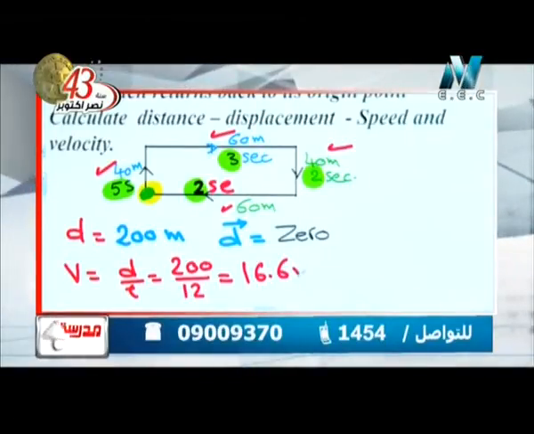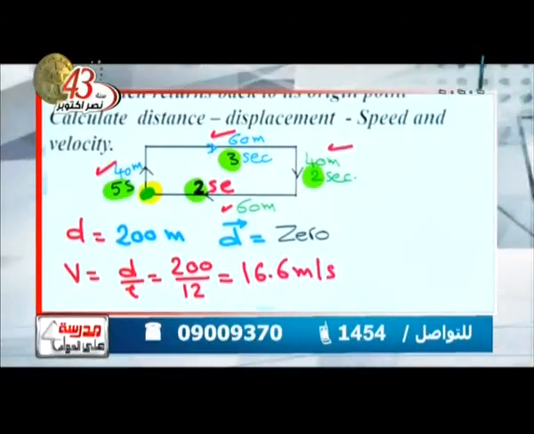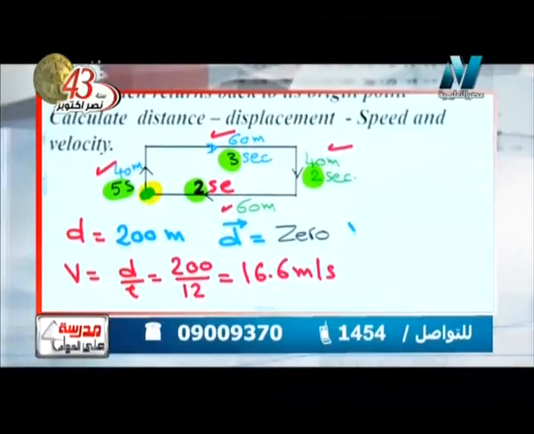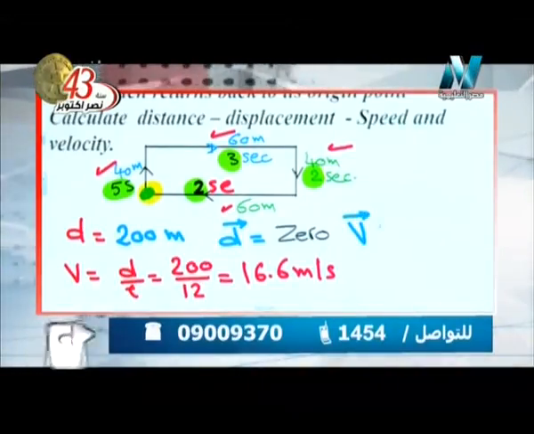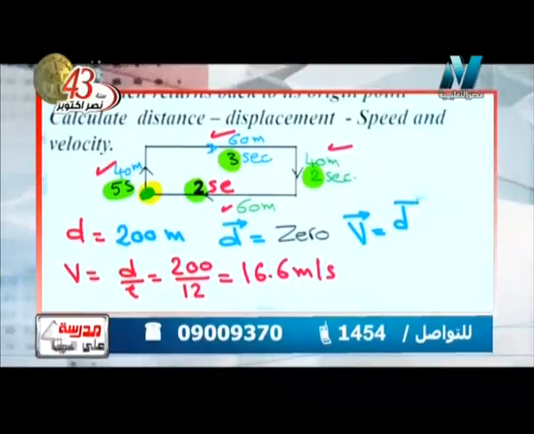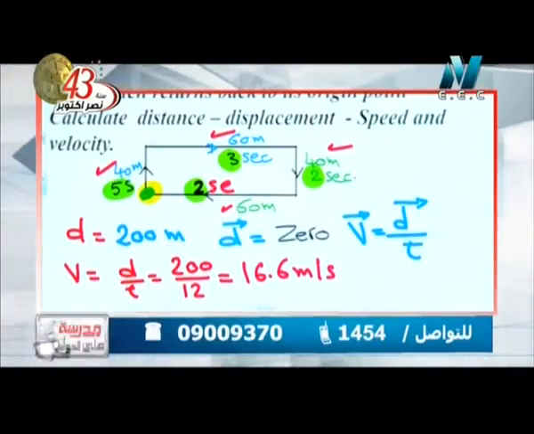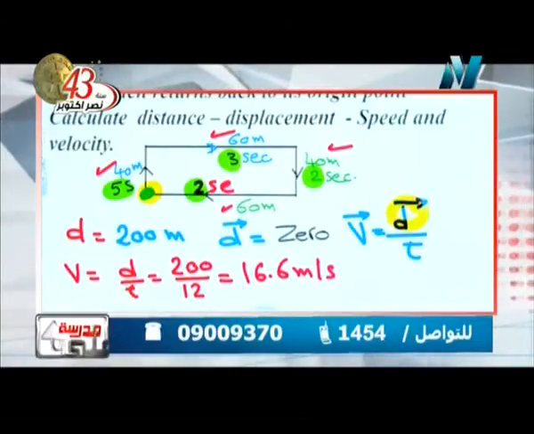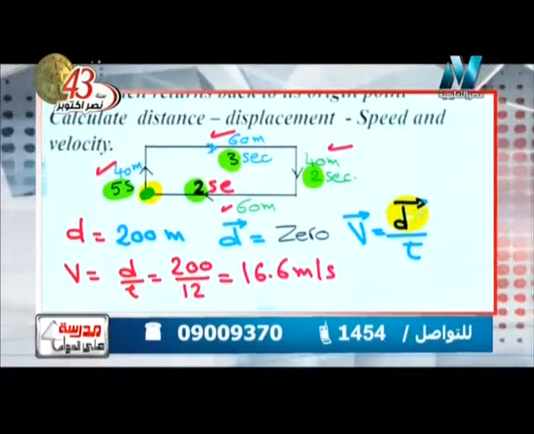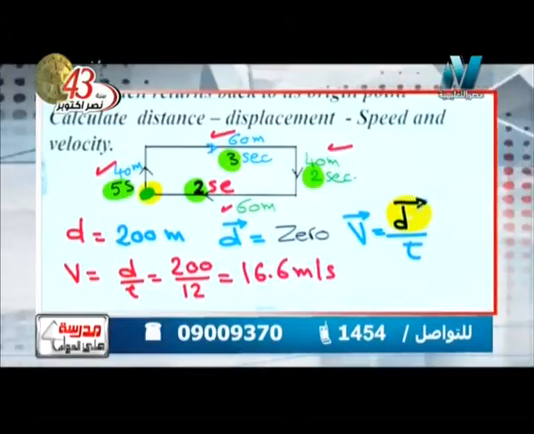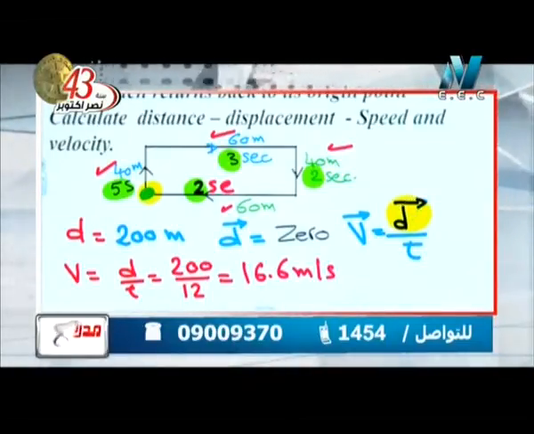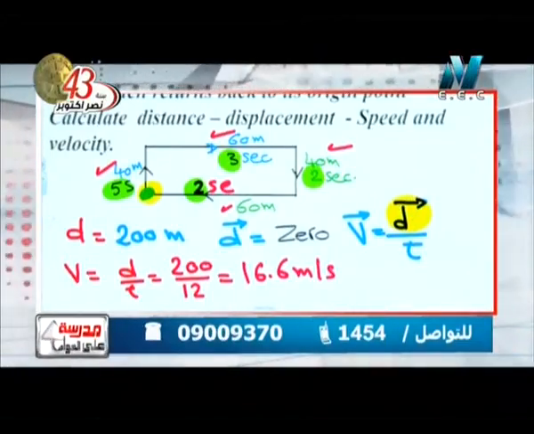16.6 meters per second. But if I want to calculate velocity, v arrow, equals displacement over time. Here velocity equals how many? It will say 0. Why? Because displacement equals 0 and 0 over anything equals 0. Of course we know this information from primary stage, dear students.